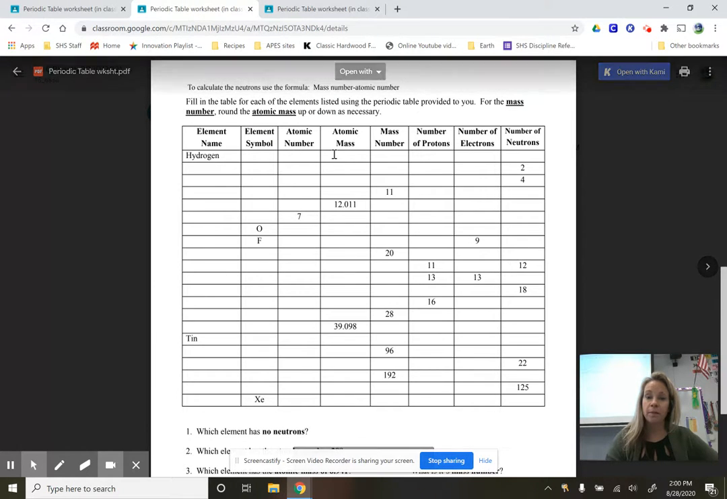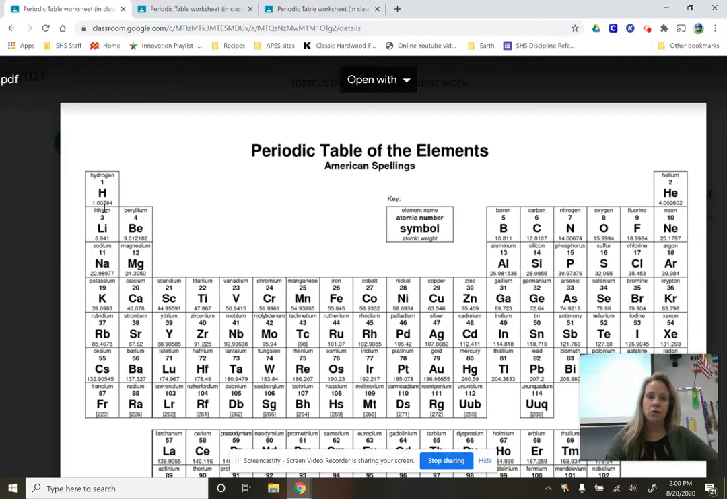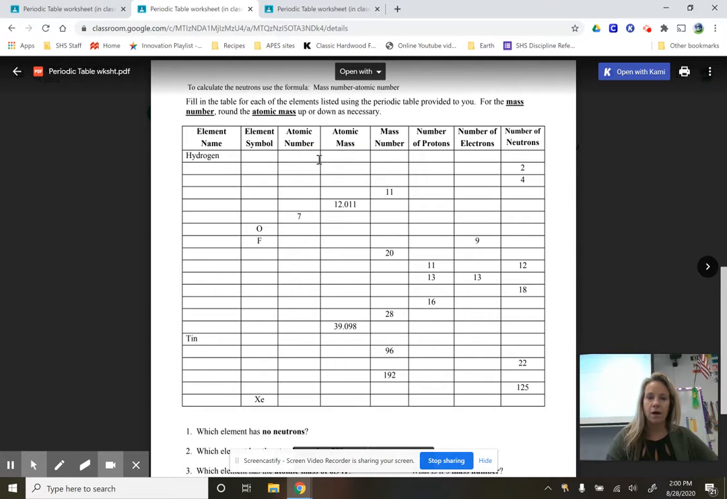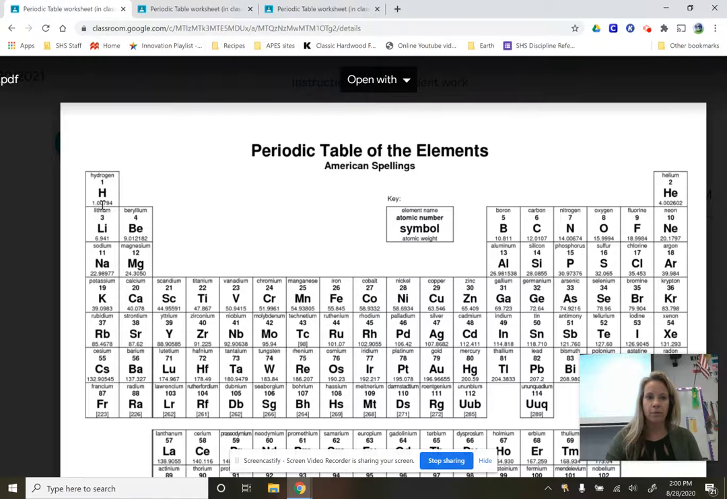If we go to the periodic table, the atomic number is the number on top. Looking at hydrogen, the atomic number is 1, so in my worksheet, I would put 1. Then atomic mass is the bottom number with the decimal, so it would be 1.00794. That's what you would put here. And then the mass number is just rounded. That number rounded becomes 1.